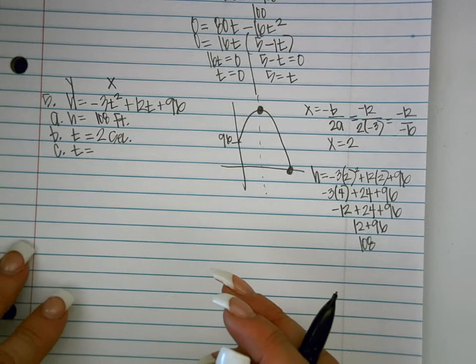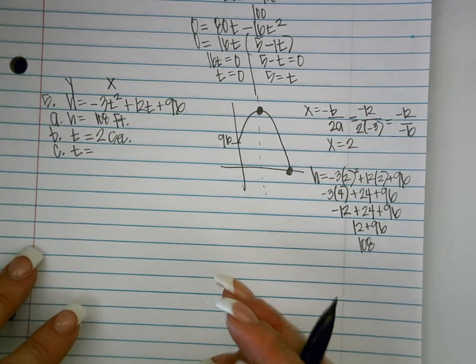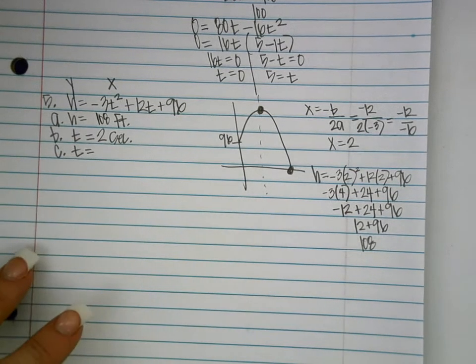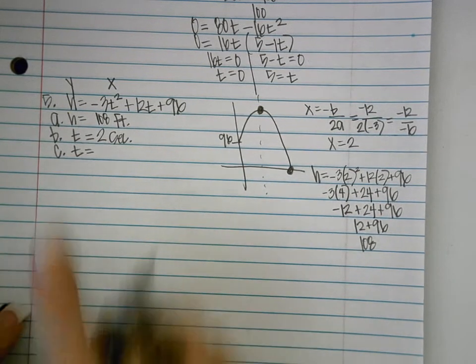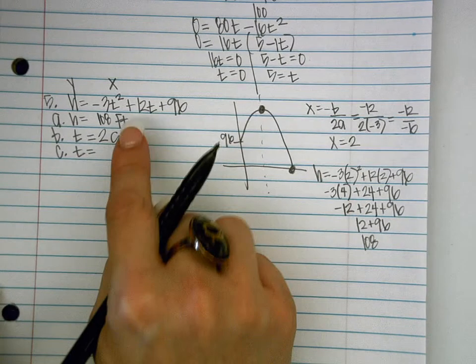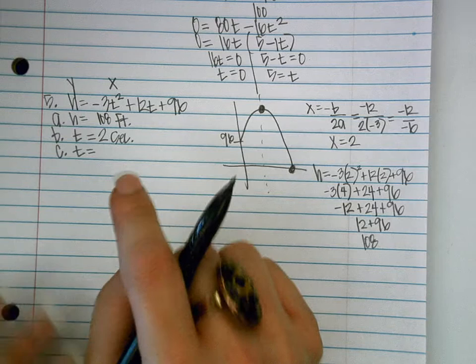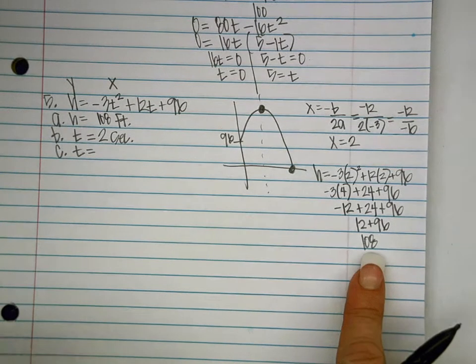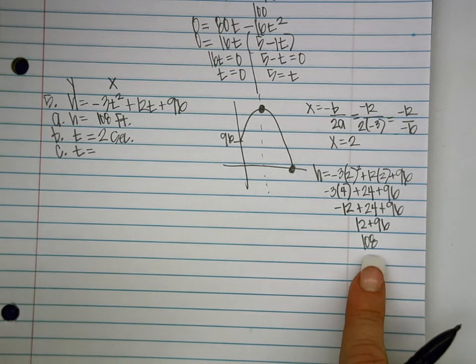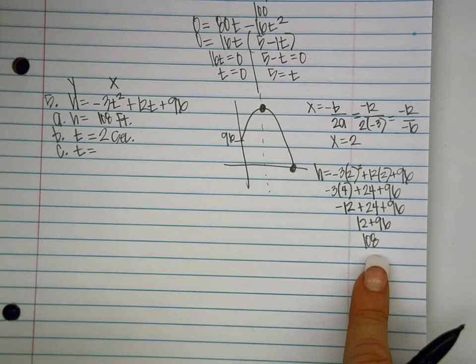If you label them with feet or seconds, I would appreciate it, but if you don't, it's okay. I would write it just to make sure you're writing it in the right spot and it makes sense. Would it ever make sense for this to be negative? No. You're not throwing something into the ground. You can't throw negative.